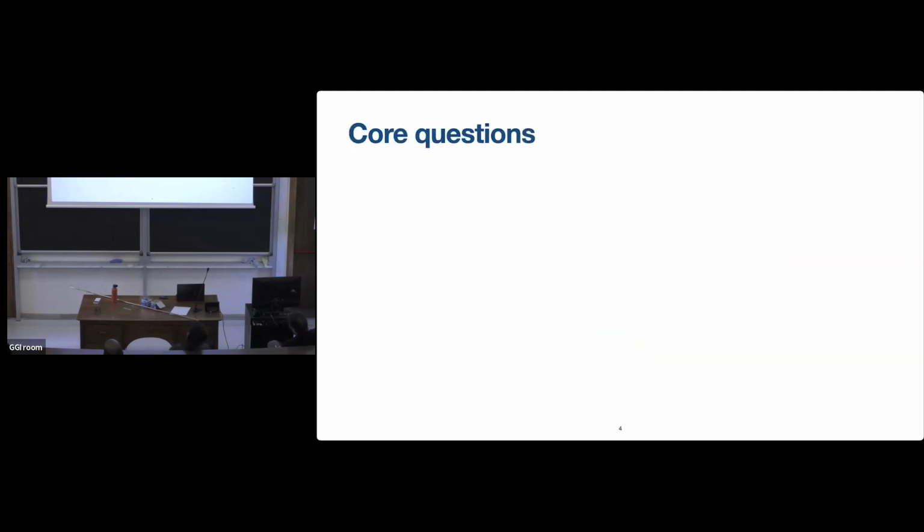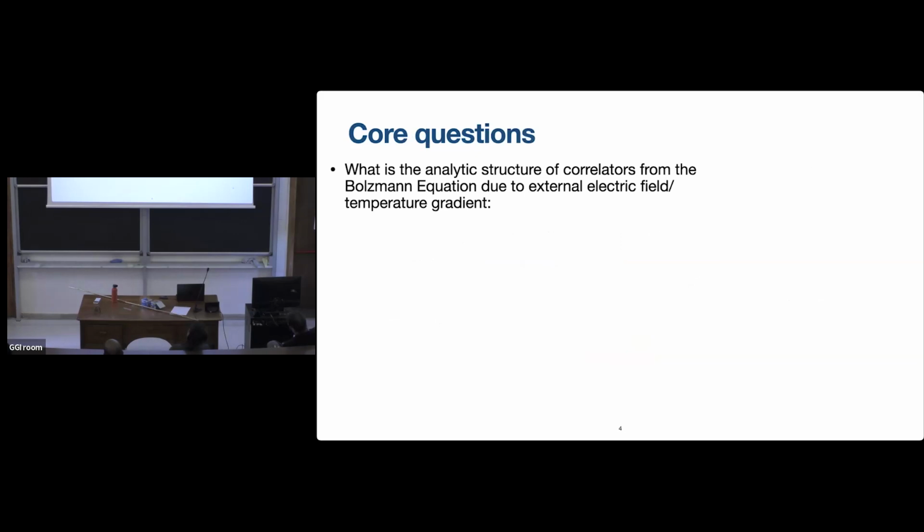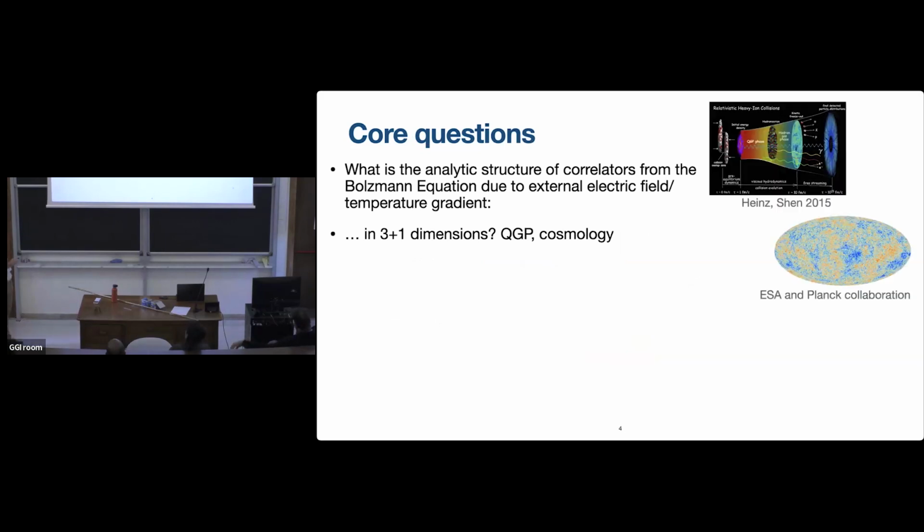Okay. Good. So that was a theory motivation, and now, what kind of questions am I trying to answer in this talk? The idea would be to understand the analytic structure of these correlators coming from the Boltzmann equation in the presence of an external electric field and in the vicinity of a temperature gradient. So in 3+1 dimensions, this has applications to the quark-gluon plasma. There's this picture that Xun Chen also showed during this workshop. This will also have applications in principle to cosmology.